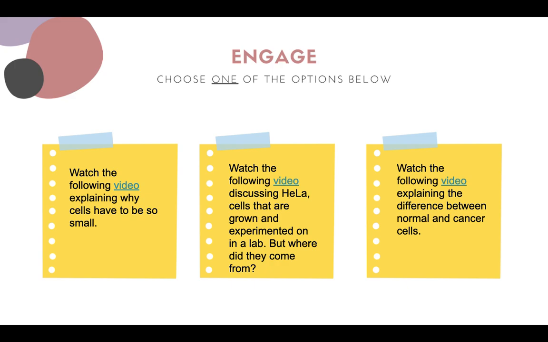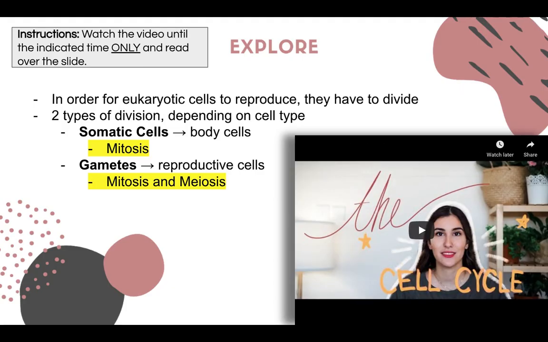The first one goes over why our cells have to be so small. So why do we have trillions of tiny cells instead of just one large cell that does everything for our body? Second video talks about specific kinds of cells known as HeLa cells, their origins, how they originated, and why are they so important in the fields of medicine and research and biology. And finally, the last video talks about the difference between normal and cancerous cells, and how can normal cells become cancerous cells.